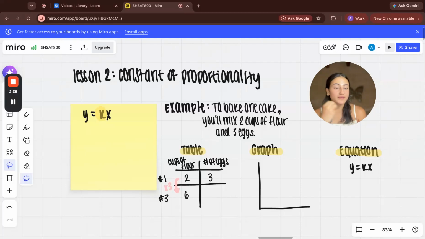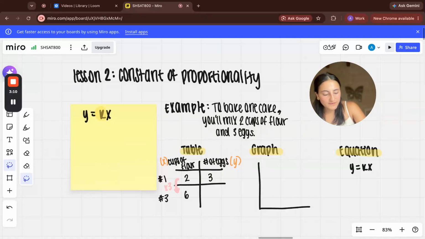Now that's where we have to find the constant of proportionality. In order to find that ratio between the number of eggs and cups of flour, if we label cups of flour x, we can also label the number of eggs y. So we want to find what y divided by x is in order to find that ratio between them. That way we can multiply the cups of flour by that constant in order to find the number of eggs. It might make a little bit more sense in just a moment.